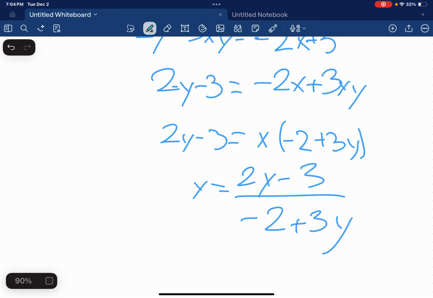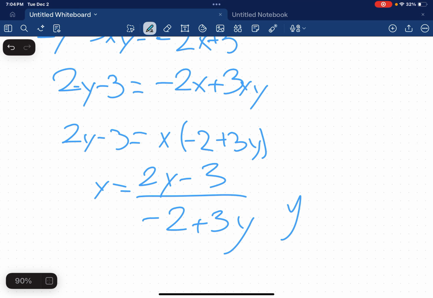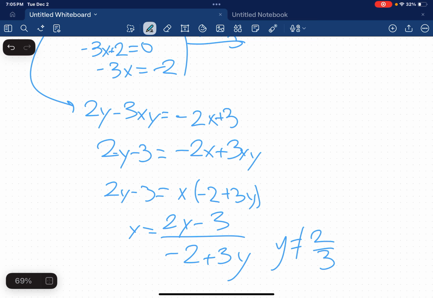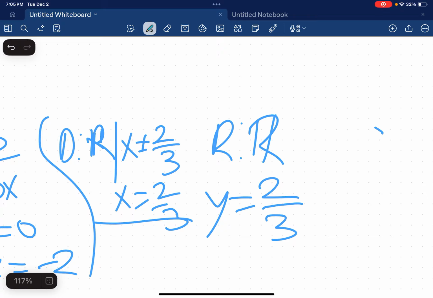Let me just confirm that's all true. Yep, okay. And remember, denominator can't equal 0, which means that y does not equal 2 over 3. So that means our horizontal asymptote is going to be 2 over 3 too. And our range is going to be equal to all real numbers such that y does not equal 2 over 3. Let me rewrite that, 2 over 3.